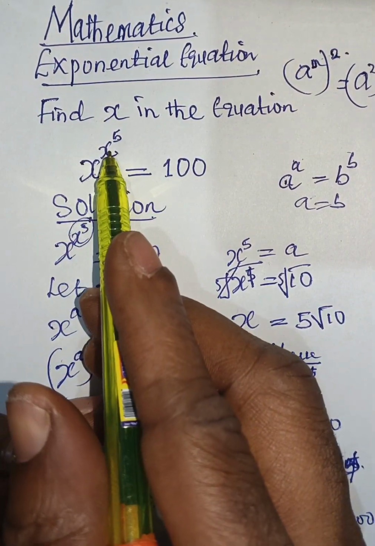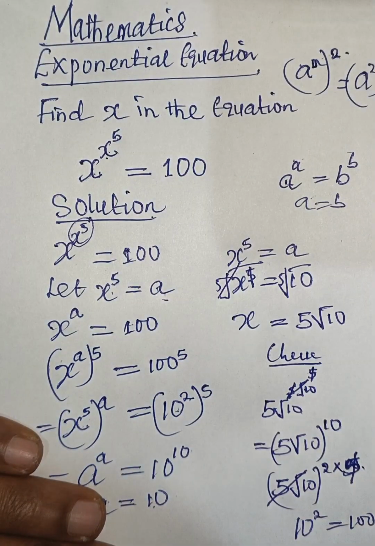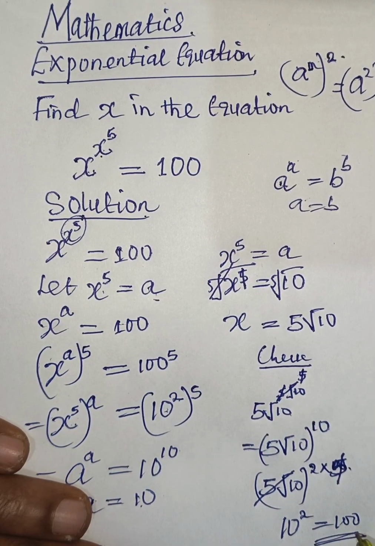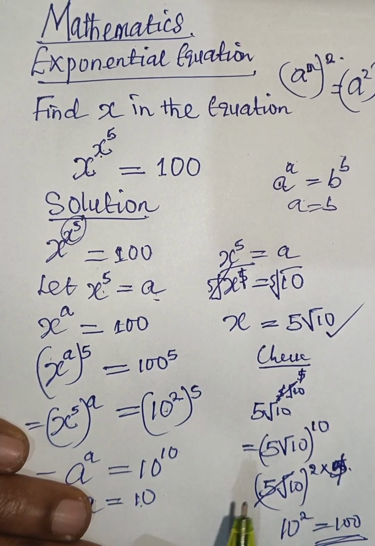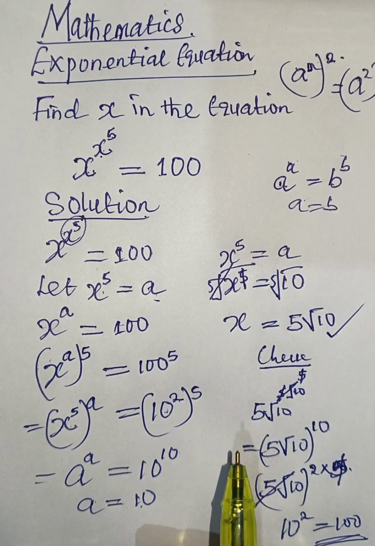So x to the power of x to the power of 5 is equal to 100. It is correct. So the answer is x is equal to the fifth root of 10.